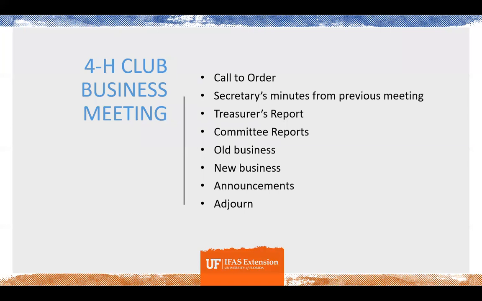This is what a typical 4-H club business meeting agenda looks like. It includes a call to order, the secretary's minutes from the previous meeting, the treasurer's report, committee reports, old business, new business, announcements, and adjournment. Your club 4-H officers should run this part of the meeting with support and guidance from the leader. It might be a bit rough at first, but they'll quickly get the hang of it.